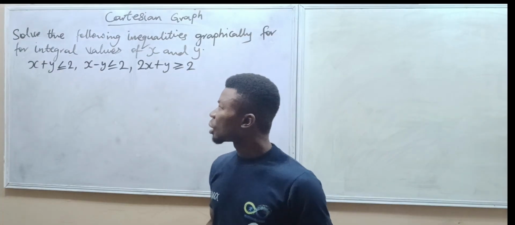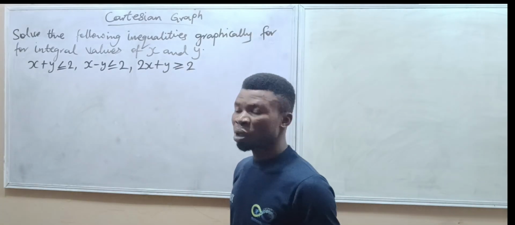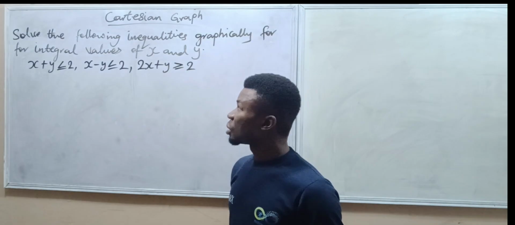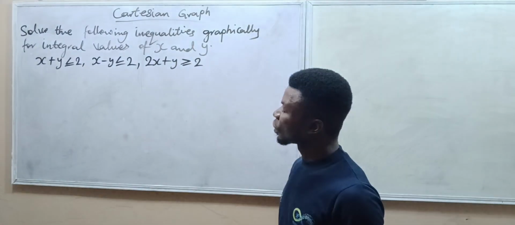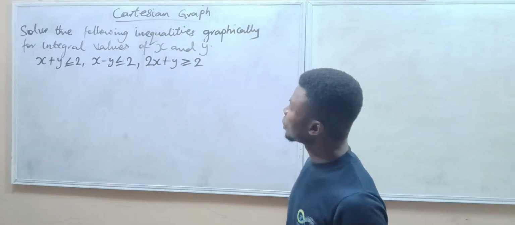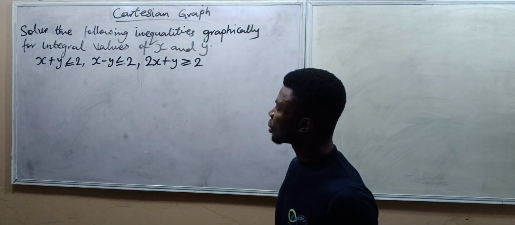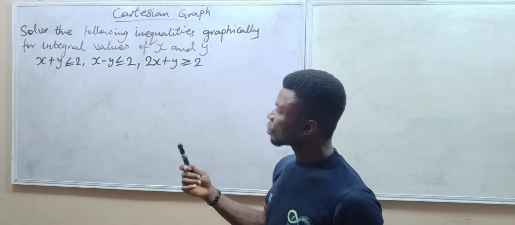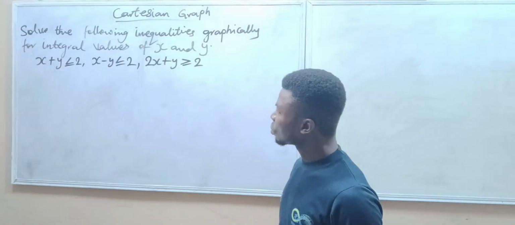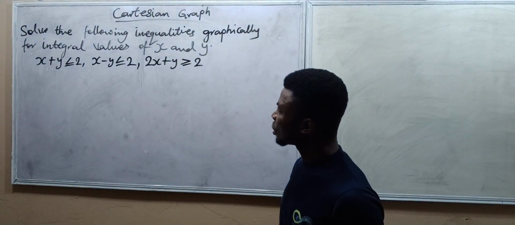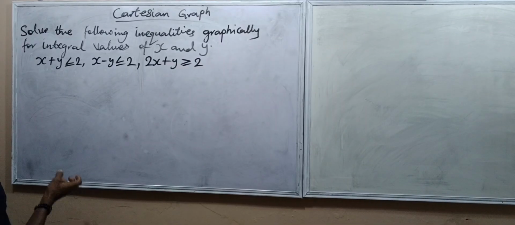So I brought a question, which will show us everything we need to know about representing inequalities graphically. The question says: solve the following inequalities graphically for integral values of x and y. The inequalities are x plus y is less than or equal to 2, x minus y is less than or equal to 2, then 2x plus y is greater than or equal to 2. Okay, let's start with the first one.